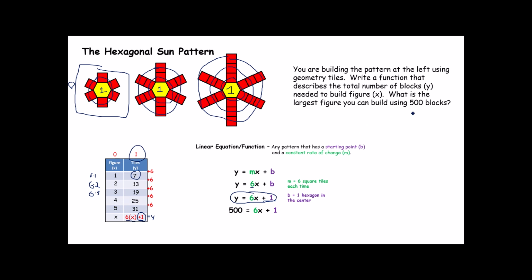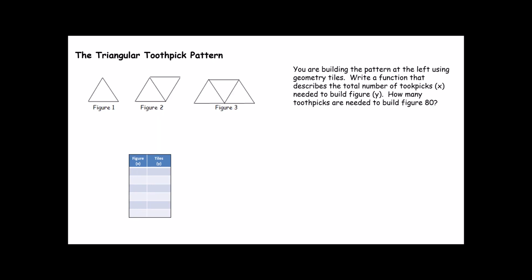Now, if I want to figure out what figure I could build with 500 blocks, I would just plug 500 in for y, because y is the number of blocks or tiles. I'm going to subtract 1 from both sides, divide both sides by 6, and I get 83.16. Since I can't build 0.16 of a figure, the biggest I could build is figure 83. I have enough tiles for figure 83, but not enough for figure 84.